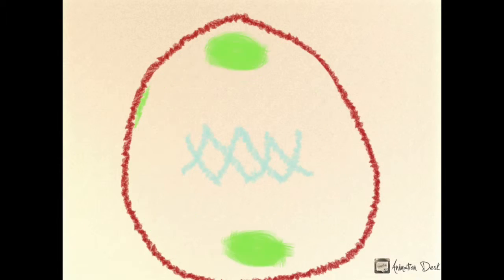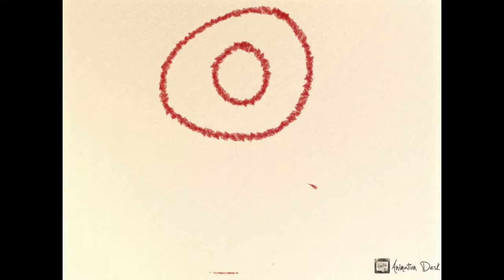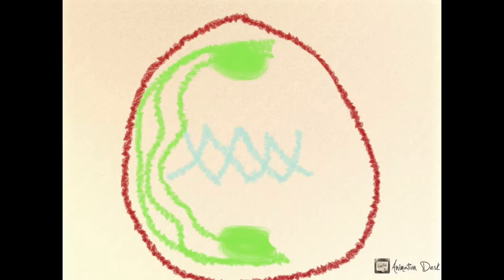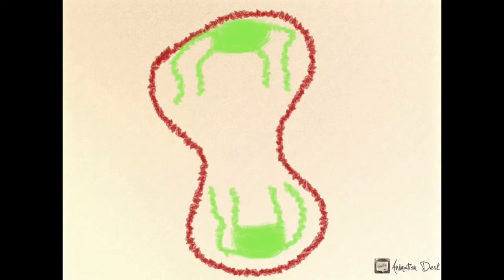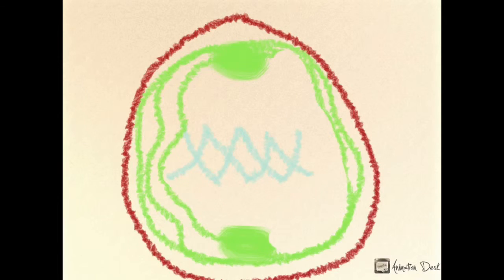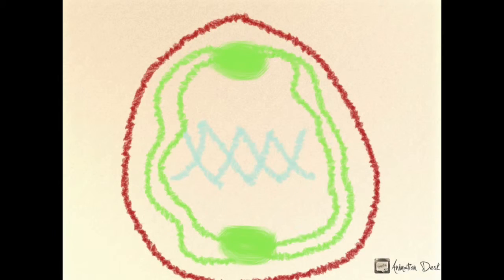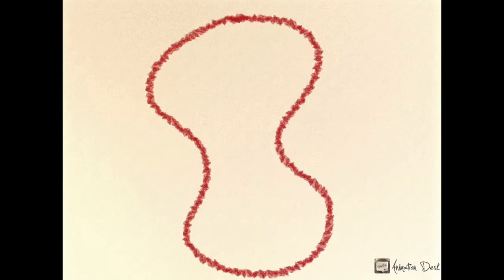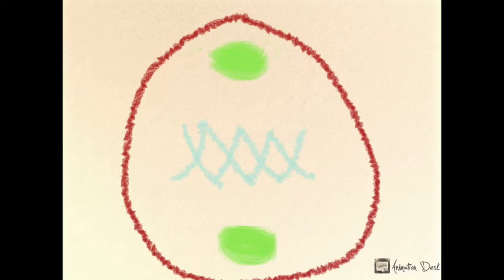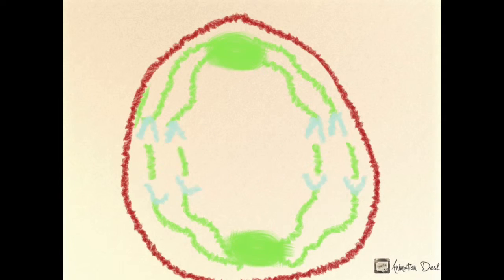In metaphase, the chromosomes and their centromeres duplicate and line up in the middle of the cell. The chromosomes in metaphase are also attached to the spindle fibers. In anaphase, the centromeres split. Once the centromeres have split, the chromosomes move to opposite poles of the cell.